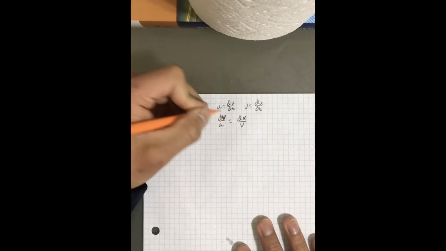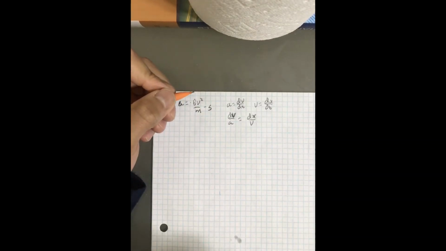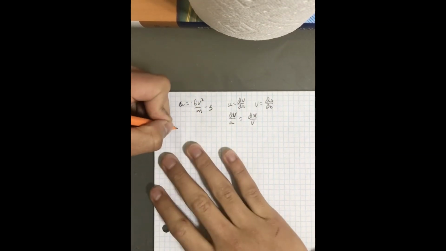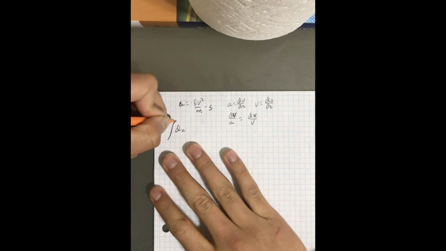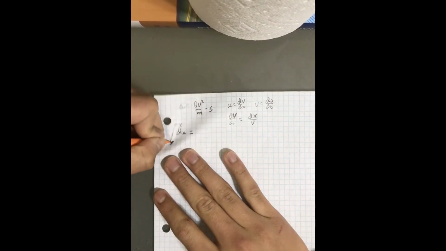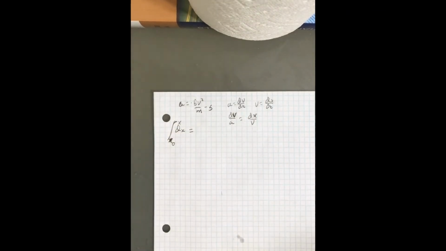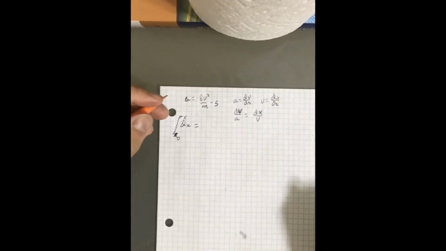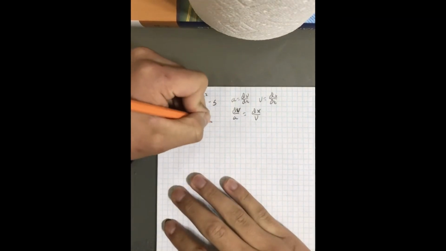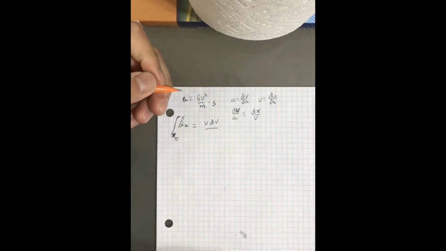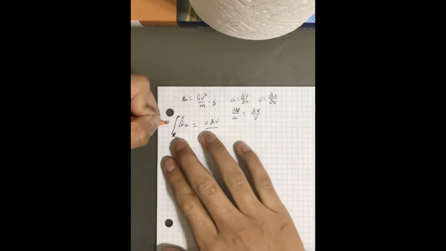And this is something that we can integrate if we move this v over. So we get the integral of dx evaluated from x naught to x, because we may have an initial position, is going to be equal to v dv over a, and we're going to do the same thing over here where we multiply both sides by m over b.